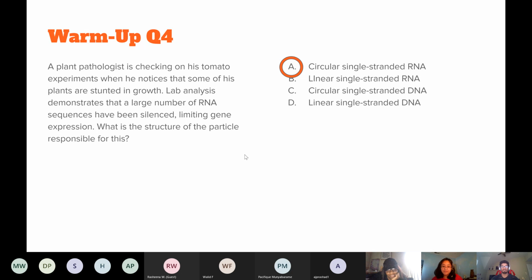Yes. Oh, I have a question. Sorry. I selected A, but in terms of the difference between A and B, is it just because it's circular? Is that the reasoning to differentiate between the two? Typically, viroids are usually circular, so that's what would rule it out.